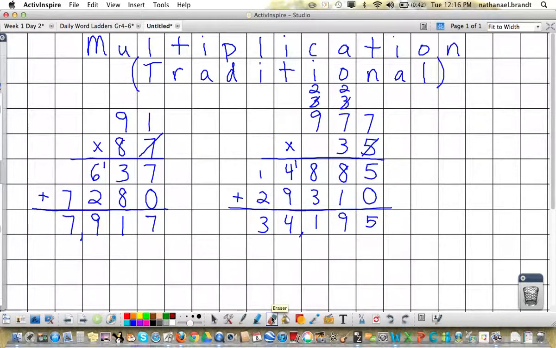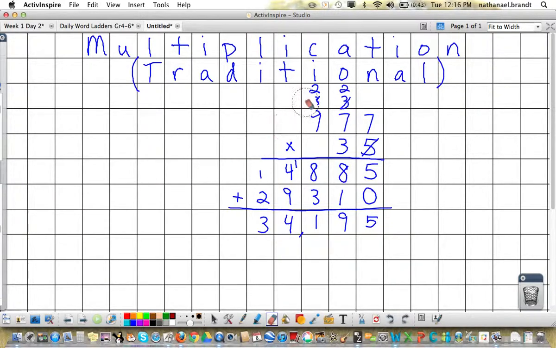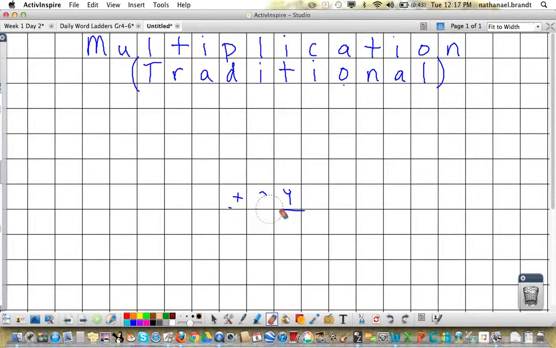Now I'm going to do another one of these, and just give a little bit more information about it. And we're going to use one of the same numbers again. 977 times 35.